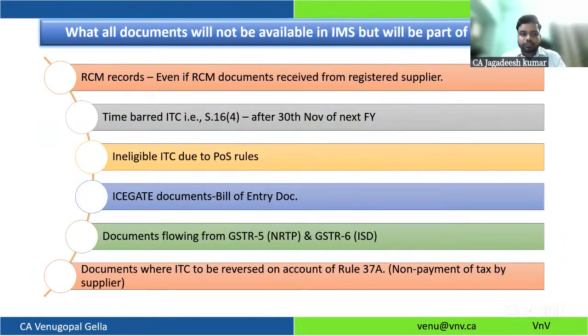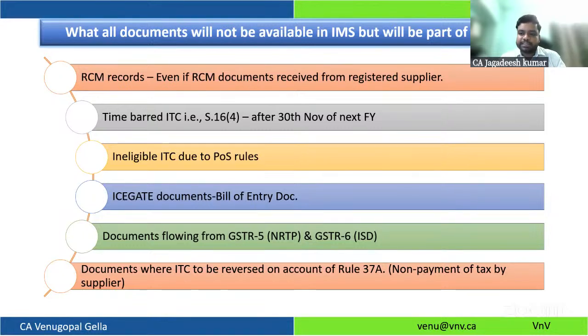So will all documents be available in IMS? No, the answer is no. There are some records which will not be part of IMS, but will go directly to my GSTR-2B. Now we'll see what all those records are. RCM records, that is, inward supplies on which we, the recipient, have to pay the liability under reverse charge.